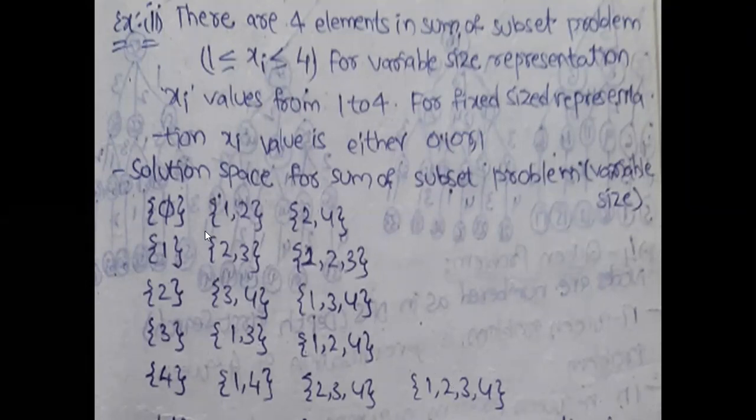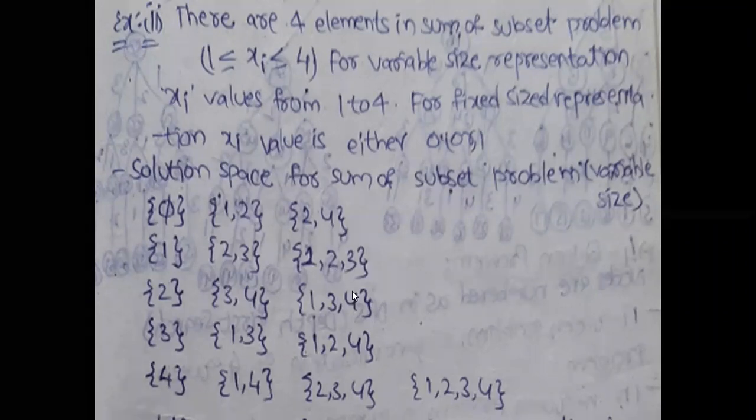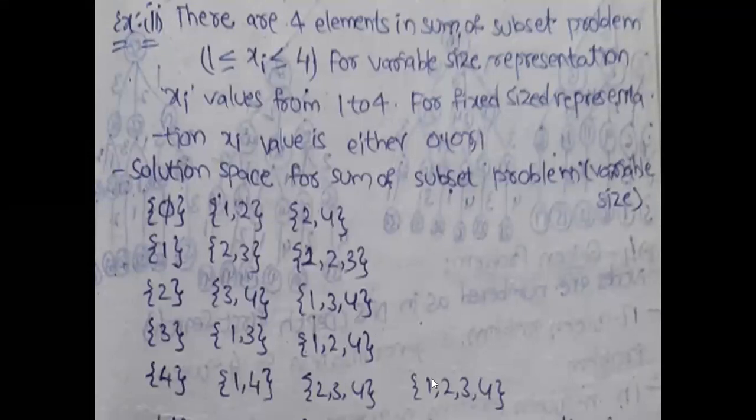In the solution space tree, x1 is represented from level 0 to the first level, x2 from the first level to the second level, x3 from the second level to the third level, and x4, which in our example is only 4, from the third level to the fourth level. So all these solution spaces are represented by the solution space tree.